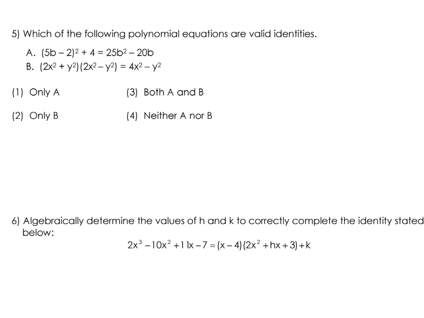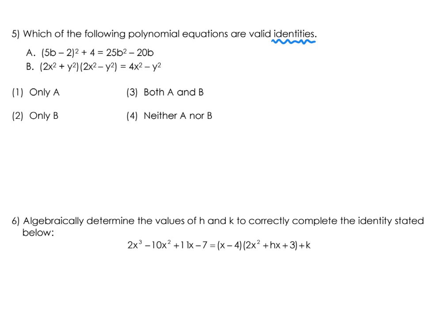Okay, so we're on the back side of day 6 notes, proving identities, and we're on number 5, and it says, which of the following polynomial equations are valid identities? And so again, anytime you see that word identity, you're really just checking to make sure that the left side equals the right side. If it does, it's an identity. If it doesn't, it's not.